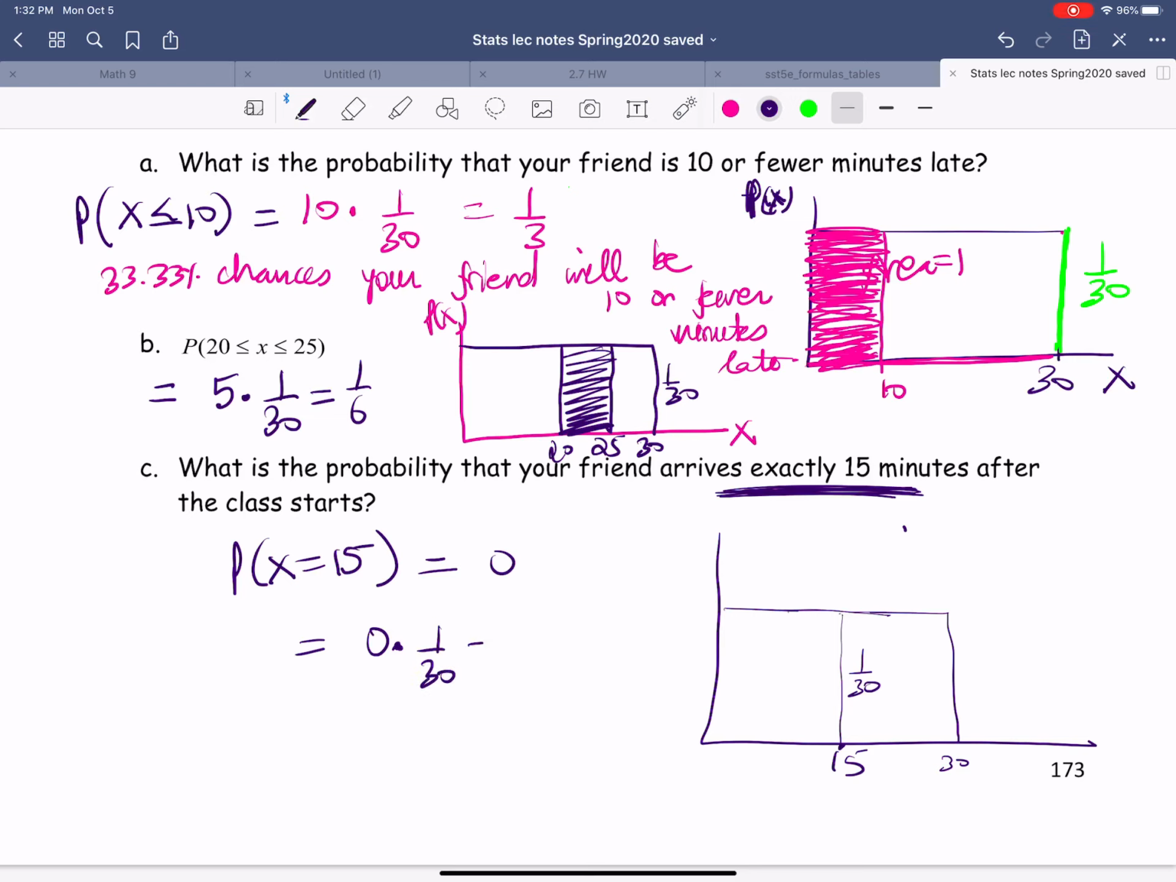That gives me the width of the rectangle as 0. The height is 1 over 30. And that turns out to be 0 probability. 0% chances that your friend will be exactly 15 minutes late. Could be 15.01, 15.02, because it's a continuous distribution. So chances of something exactly are going to be 0. For me to be able to guess the money in your pocket and say, oh, you have exactly $205 in your pocket, the probability of that happening is 0, unless I already knew it. For me to be able to say you have under $200 or over $200 in your pocket, higher chances of that being true.